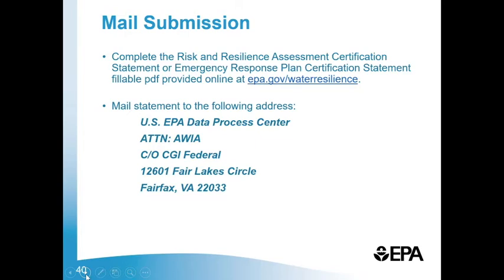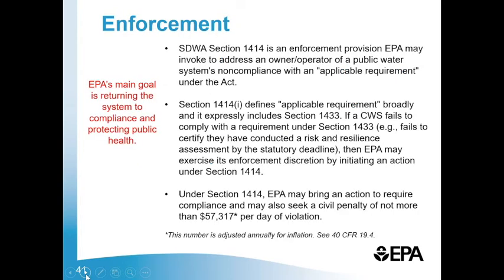So what happens if you do not certify in time? EPA's main goal is returning the system to compliance and protecting public health. However, Section 1414 of SDWA is an enforcement provision for Section 1433. So if a community water system fails to certify that they have conducted a risk and resilience assessment by the statutory deadline, then EPA may bring an action to require compliance and may also seek a civil penalty of not more than $57,317 per day of violation.